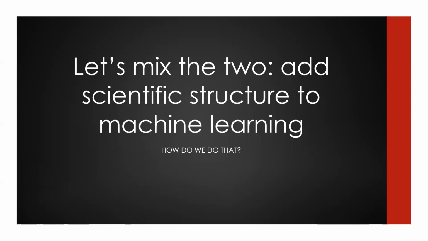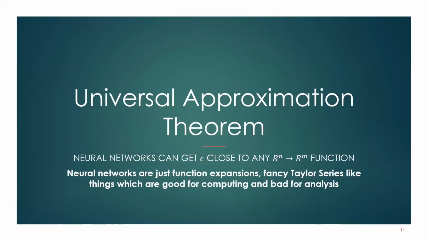And so how can we do that? Well, the key idea behind this is to utilize the universal approximation theorem. The universal approximation theorem is that neural networks can get epsilon close to any Rn to Rm function. So essentially what that means is that if you make a neural network large enough, what it really is mathematically is this Rn to Rm function, right? So it's something that takes in n digits and it spits out m digits. And if you get the parameters right, it can match any possible function from n things to m things, right?